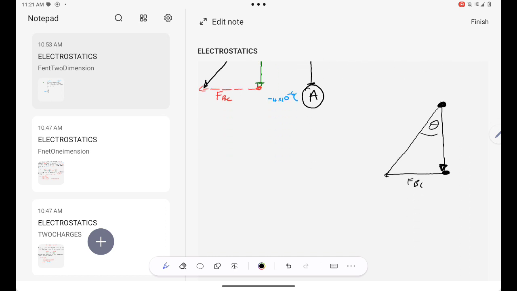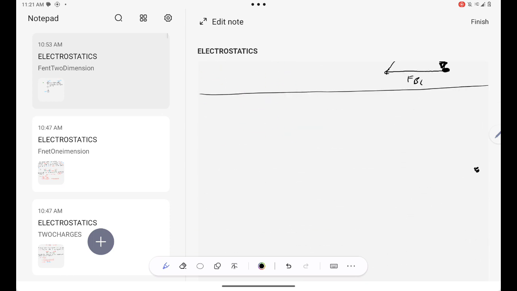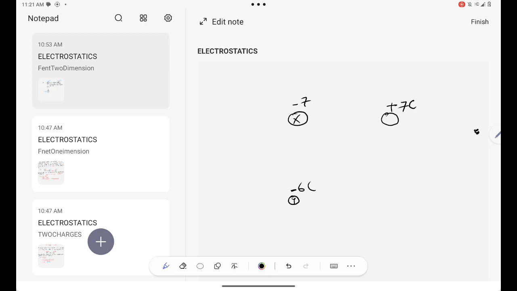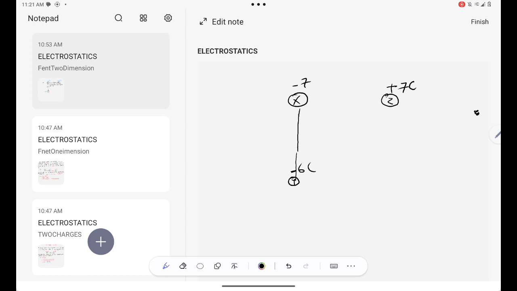Let's do another example. Let's say you have charges like this: a negative charge, a positive charge, and a negative charge. Let me say negative 6 coulombs, negative 7 coulombs, positive 7 coulombs. You want to check the behavior of charge X. That's X, that's Y, and that's Z. I'm focused on the behavior of charge X.